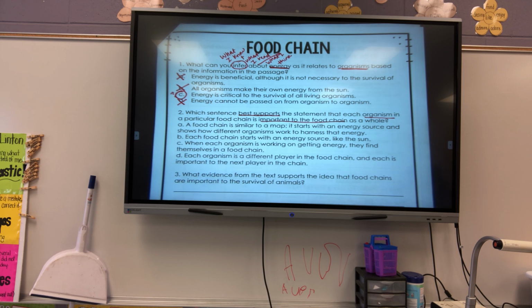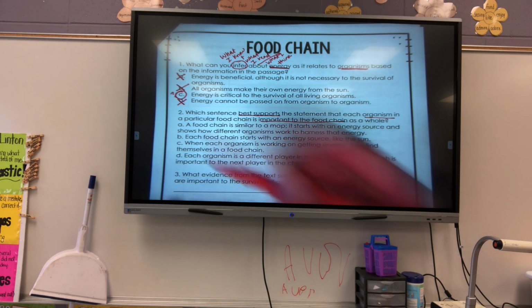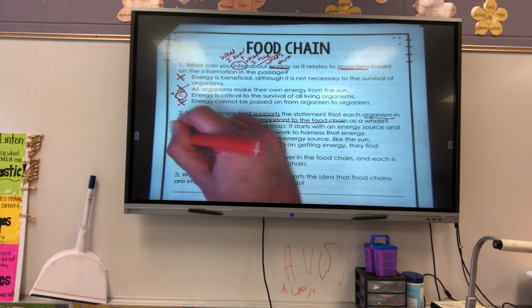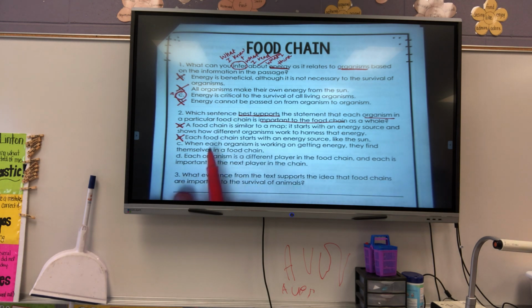Does that tell me that an organism is important to a food chain? No, it's kind of comparing it to a what? A map. Okay? B, each food chain starts with an energy source like the sun. Does that tell me how organisms are important in the food chain? No. That tells me how what is important? The sun. Is the sun an organism? No.